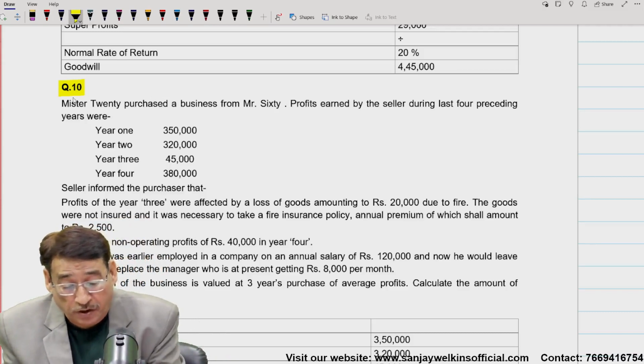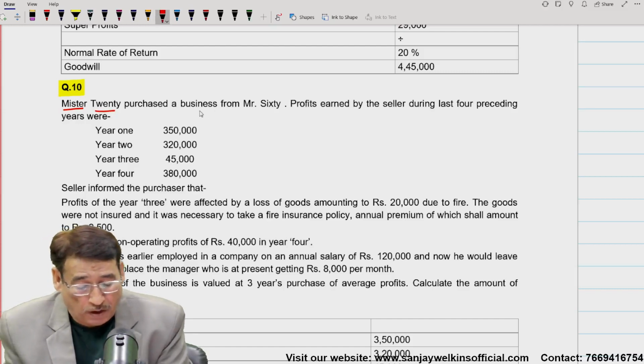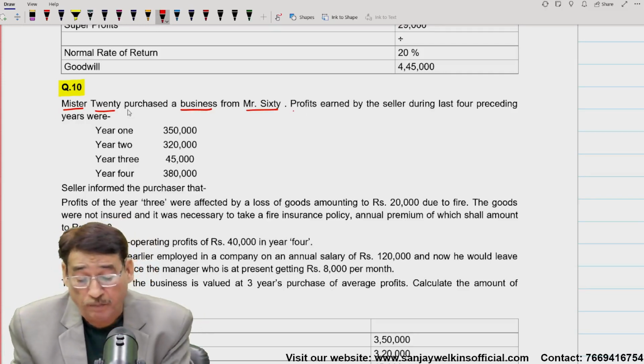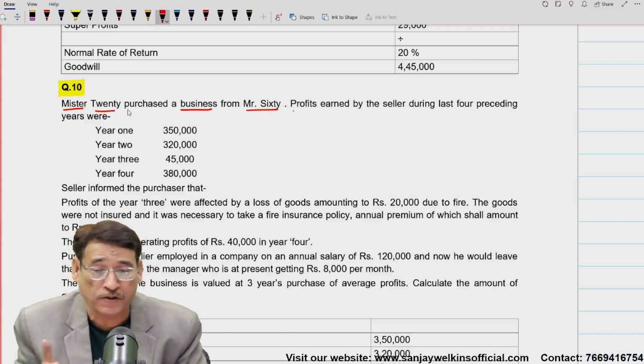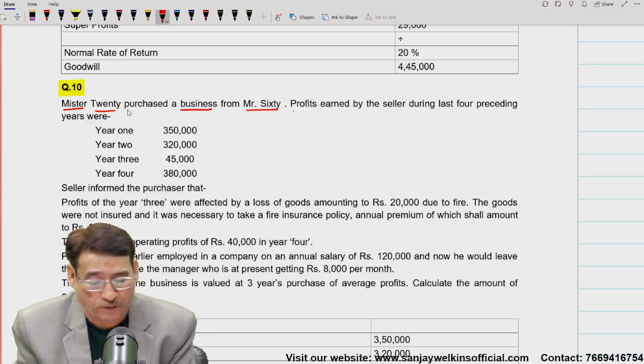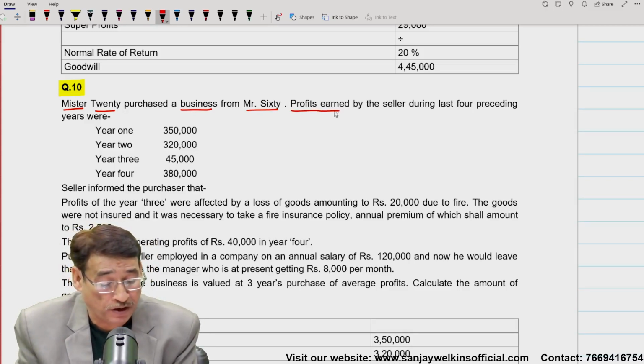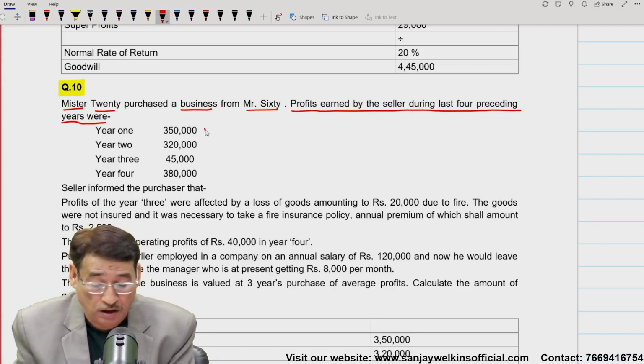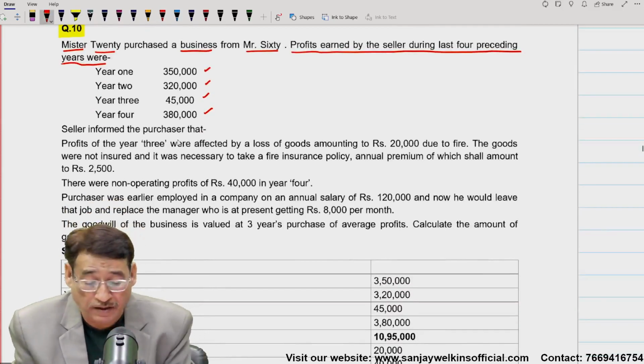It is given that Mr. 20 purchased a business from Mr. 60, correct? Mr. 20 is purchasing a business from Mr. 60. 60 is the selling party, and the person who is buying the business is quite vibrant. He is of young age, and profits earned by the seller during the last 4 preceding years have been given to you. These are the profits of the seller of the last 4 years. And the seller is a very honest person because he is 60 years of age.